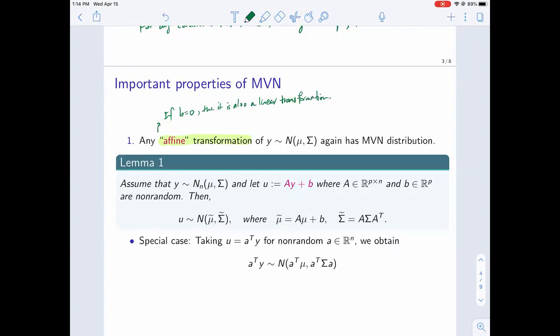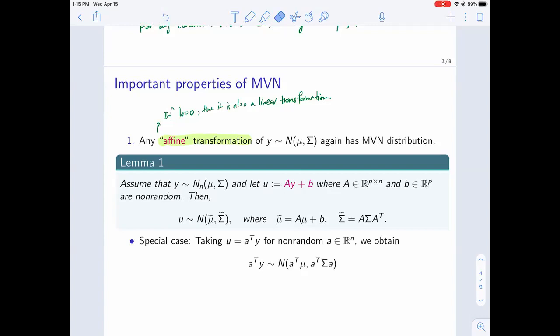Some people call these affine transformations just linear transformations, but mathematicians make a distinction between the case where b is 0, in which case it's called a linear transformation, and b is non-zero, in which case it's called an affine transformation. So even if b is 0, it's still an affine transformation, but when b is non-zero, it's not called a linear transformation.